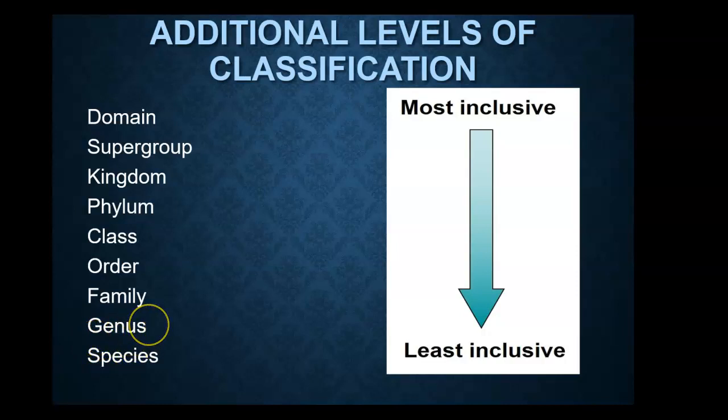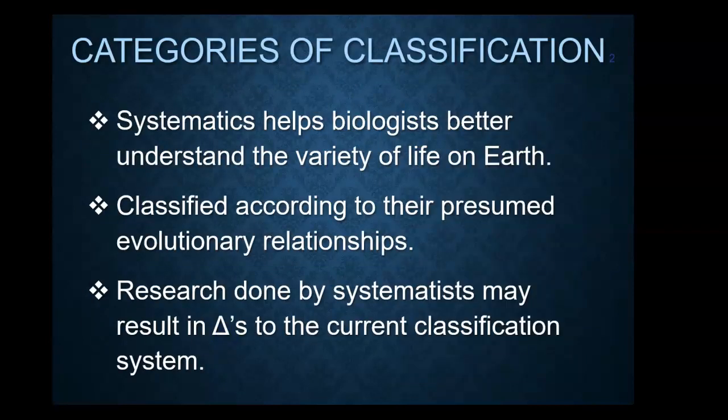Even with the genus, you could have animals or organisms that are closely related, and they can interbreed, but they will not be able to produce fertile offspring. So the babies that they have would never be able to have a baby. Okay, categories of classifications continued.